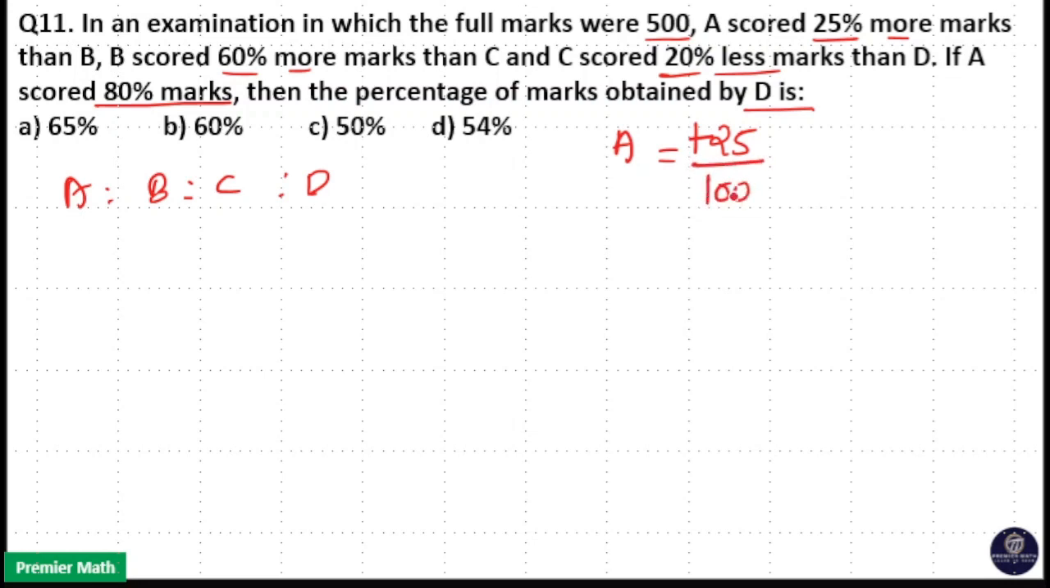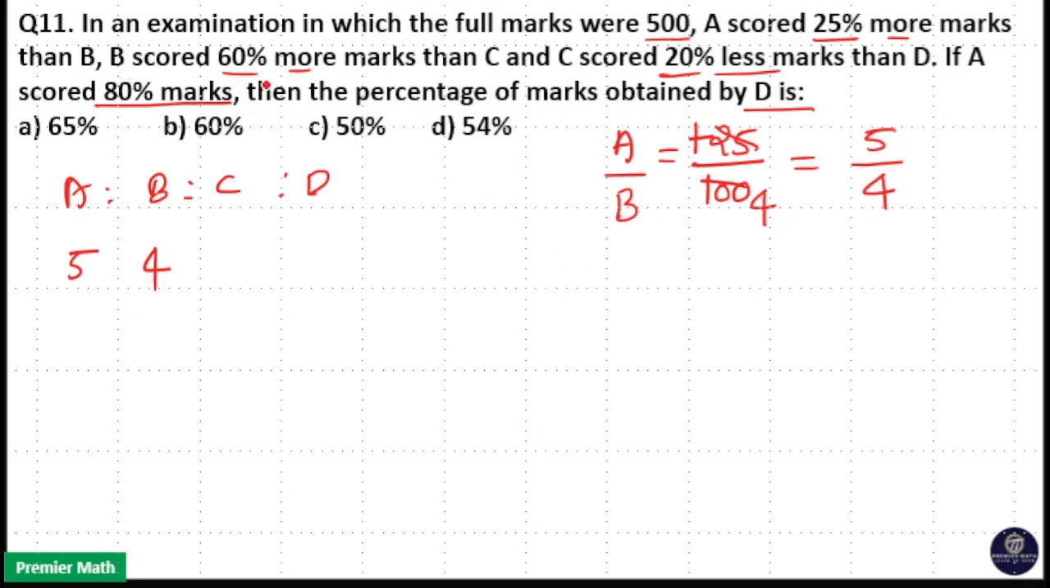25% means 25 by 100. A scored 25% more marks than B. That is A by B ratio. That means if B scores 100, A will score 100 plus 25, 125 marks. Here 25 cancels in 100 with 4, that is 1 by 4. That means if B scores 4 marks, A will score 4 plus 1, 5 marks. That is 5 by 4 is A by B ratio.